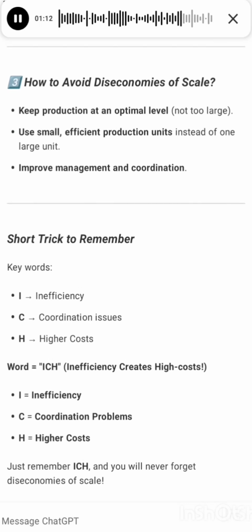Short trick to remember. Keywords: I, inefficiency, C, coordination issues, H, higher costs. Word ICH, inefficiency creates high costs. I, inefficiency, C, coordination problems, H, higher costs. Just remember ICH, and you will never forget diseconomies of scale.